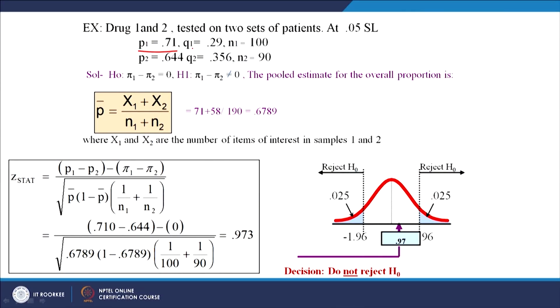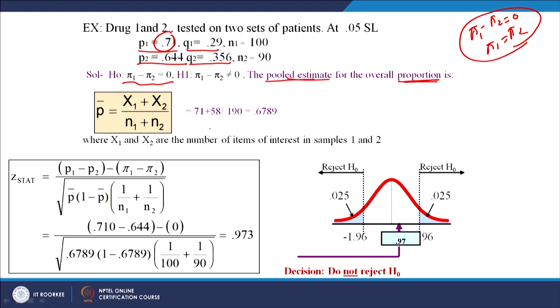So, you can work out this question. We have got P 1, then Q 1, which is 1 minus P 1, P 2 is this, and Q 2 is 1 minus P 2, right. This is our null hypothesis, that they are equal, so you can have pi 1 minus pi 2 is equal to 0, in other words pi 1 is equal to pi 2, one and the same thing. The pooled estimate of overall proportion is this P bar, which is 0.67, and the difference of these two is 0, right. Pi 1 minus pi 2 is 0 in this case.